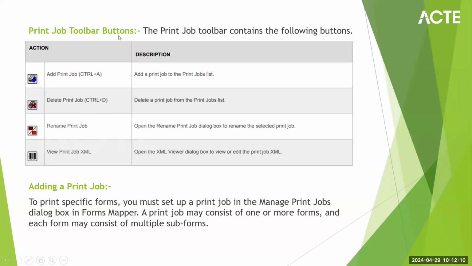So, print job toolbar. These are the icons you can see when you open the print job: add print job, delete print job, rename, and view print job XML. View print job XML is nothing but whatever form you added will be shown in XML coded format.